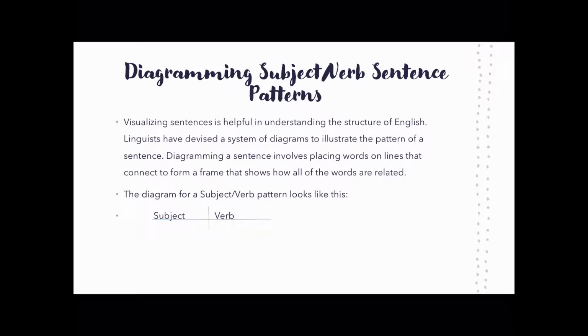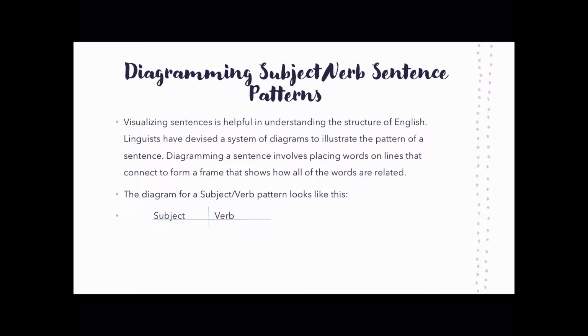Alright, so this may look familiar to you, or this may look brand new. We are going to learn how to diagram sentences. I think that it really helps giving each word a place in a diagram, to help us figure out where they're supposed to go in the sentence and their purpose in the sentence. So we're going to start again with the subject-verb pattern. We're in pattern 1. So we're going to learn how to diagram these subject-verb sentence patterns.